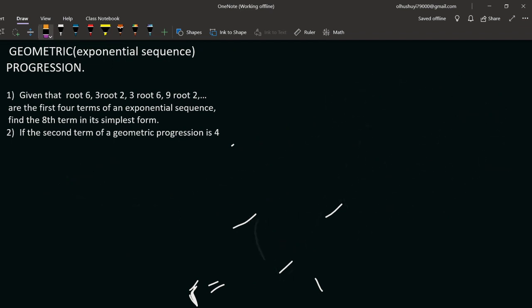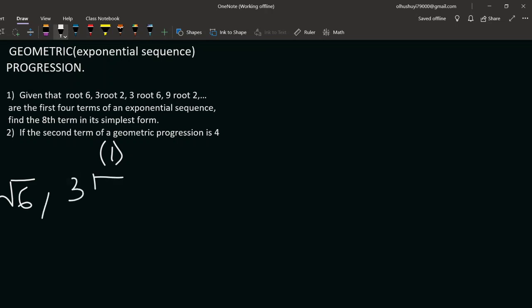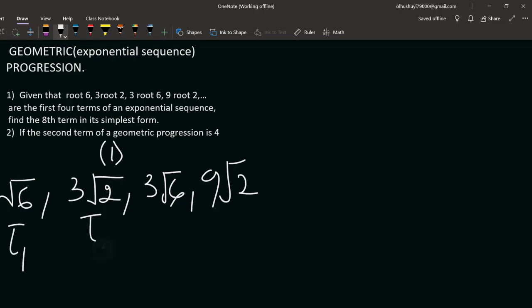The first question says, given that root 6, 3 root 2, 3 root 6, then 9 root 2 are the first 4 terms of an exponential sequence. So this is t1, this is t2, this is t3, this is t4.